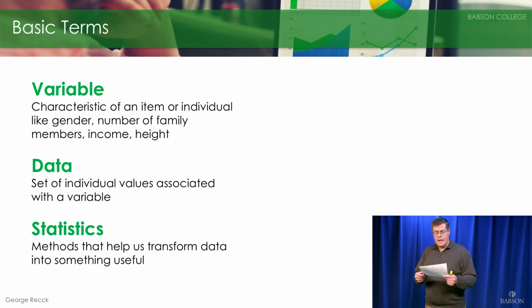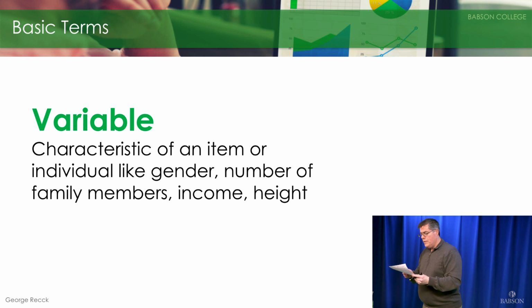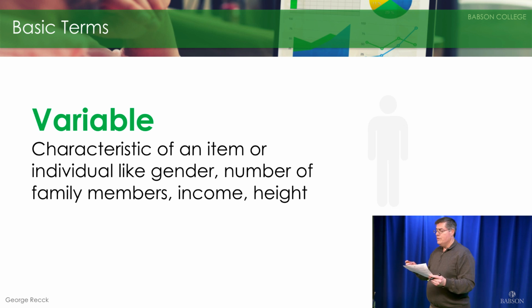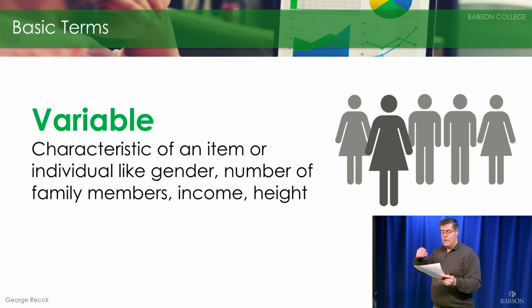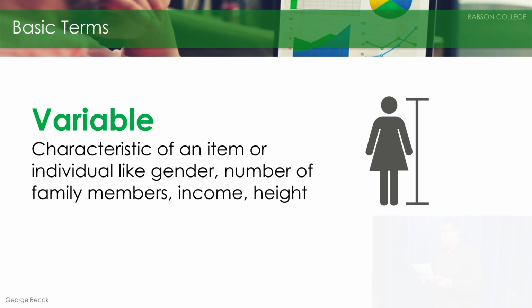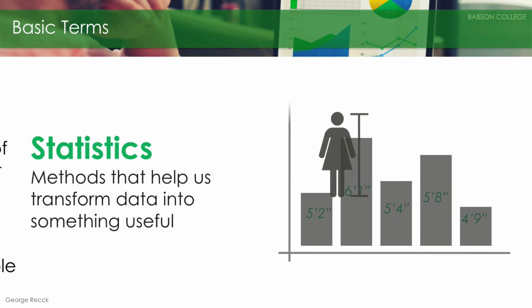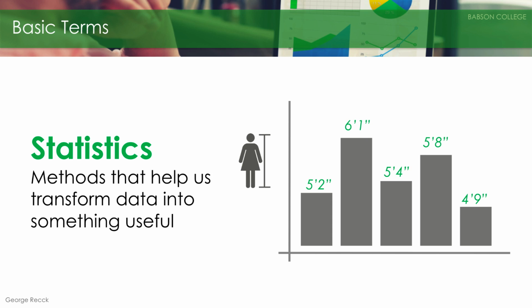So let's get started by defining some basic terms. The first term is variable. A variable is a characteristic of an item or individual, such as gender, number of family members, income, height, those types of things. Second, data. Data is the set of individual values that's associated with a variable. And then third, statistics. Statistics are the methods that help us transform data into something useful.